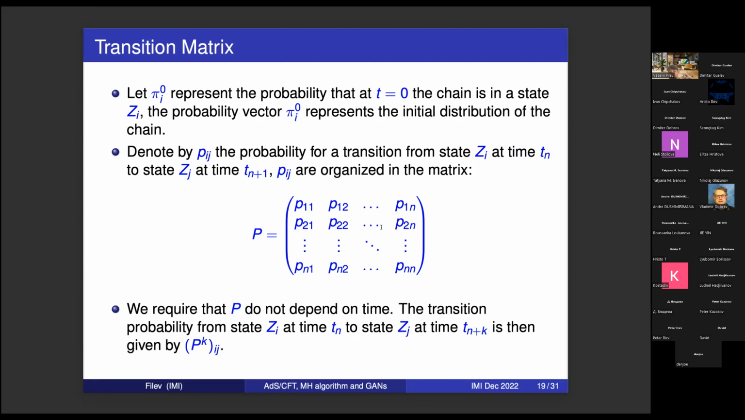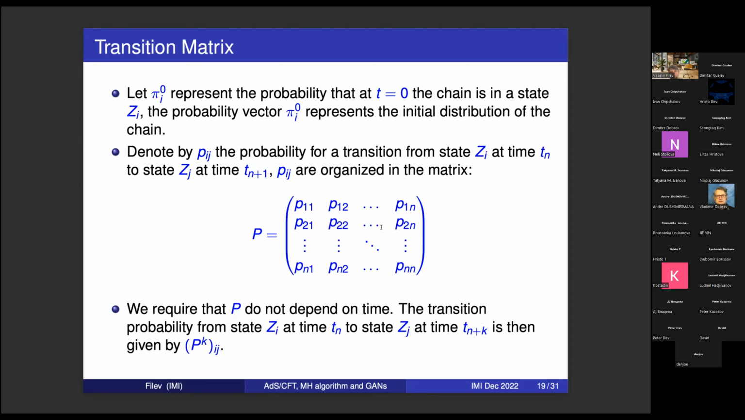And then, given that they do not depend on time, the transition from time Tn to time Tn plus k is just the matrix to the power of k, the ij component. And this is all you need. With this initial probability distribution and the transition matrix, you can actually evolve the Markov chain.